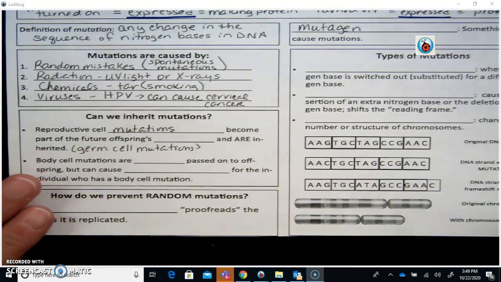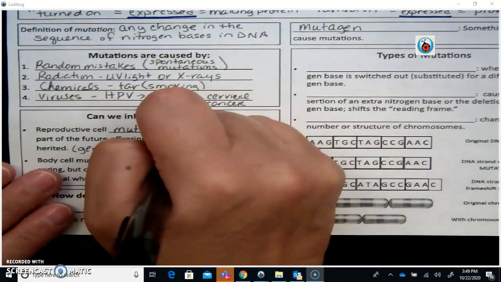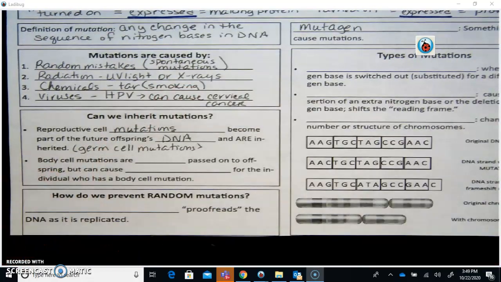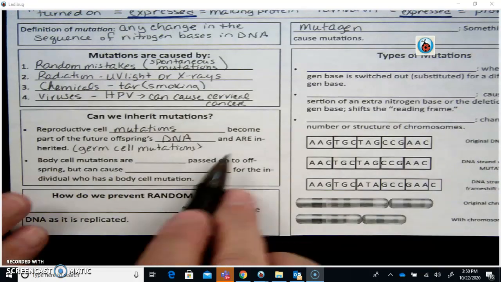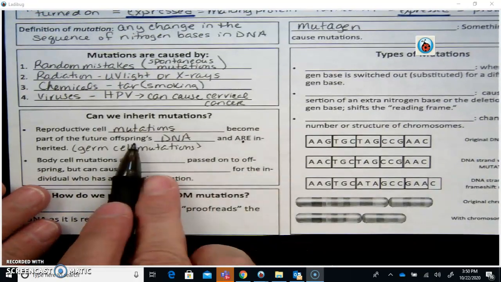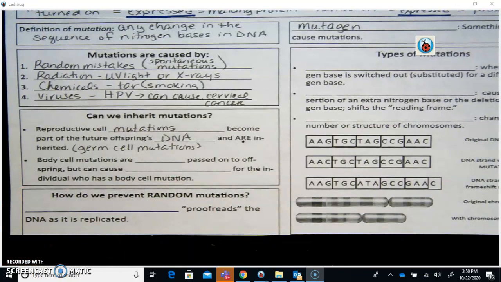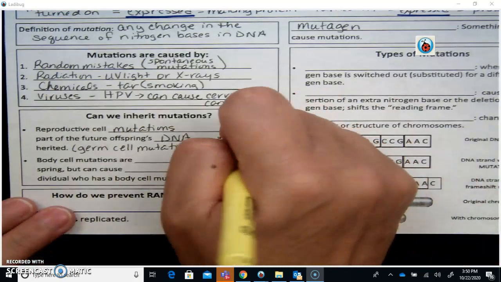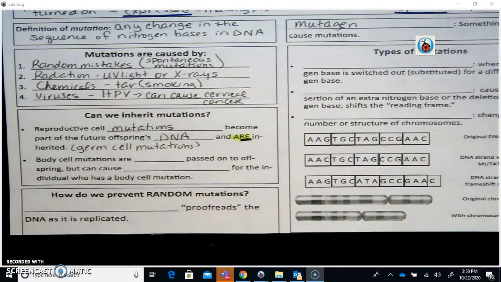They become part of the future offspring's DNA. So you're passing the mutation on to your offspring. When the mutation is in the egg or the sperm, it's not you that's affected, it's your offspring that's going to be affected by the mutation. Okay, so these are inherited. If the mutation is in your egg and sperm, then that is what we call an inherited mutation.